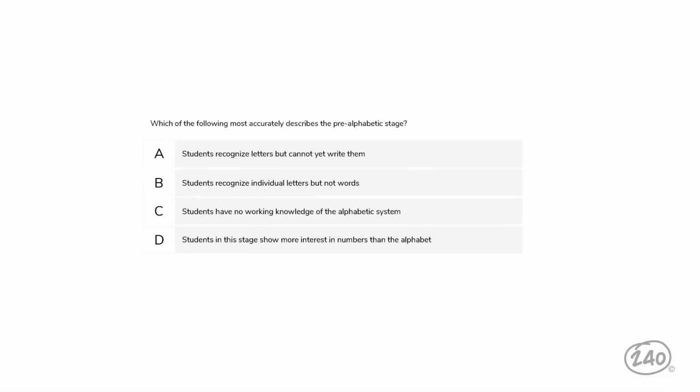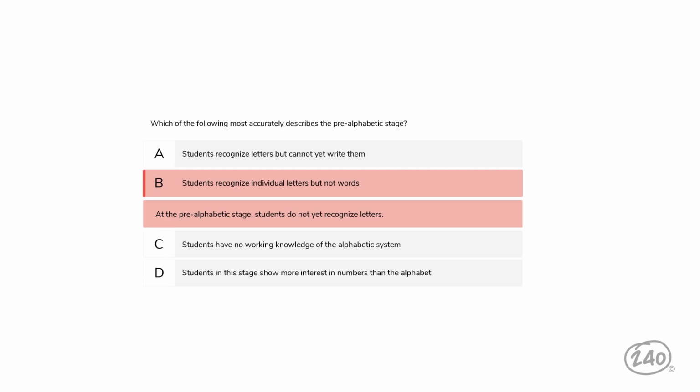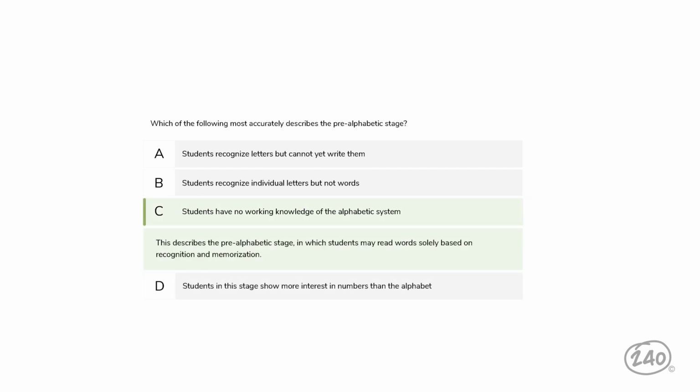Let's check out another. Which of the following most accurately describes the pre-alphabetic stage? When I first looked through the choices, I thought this was the answer, but as we can see, this is not the one. The immediate answer feedback you'll see in our study guide is a great way to self-monitor and learn as you go. It turns out this is the correct choice. Students in the pre-alphabetic stage have no working knowledge of the alphabetic system. Let's keep this study session going.